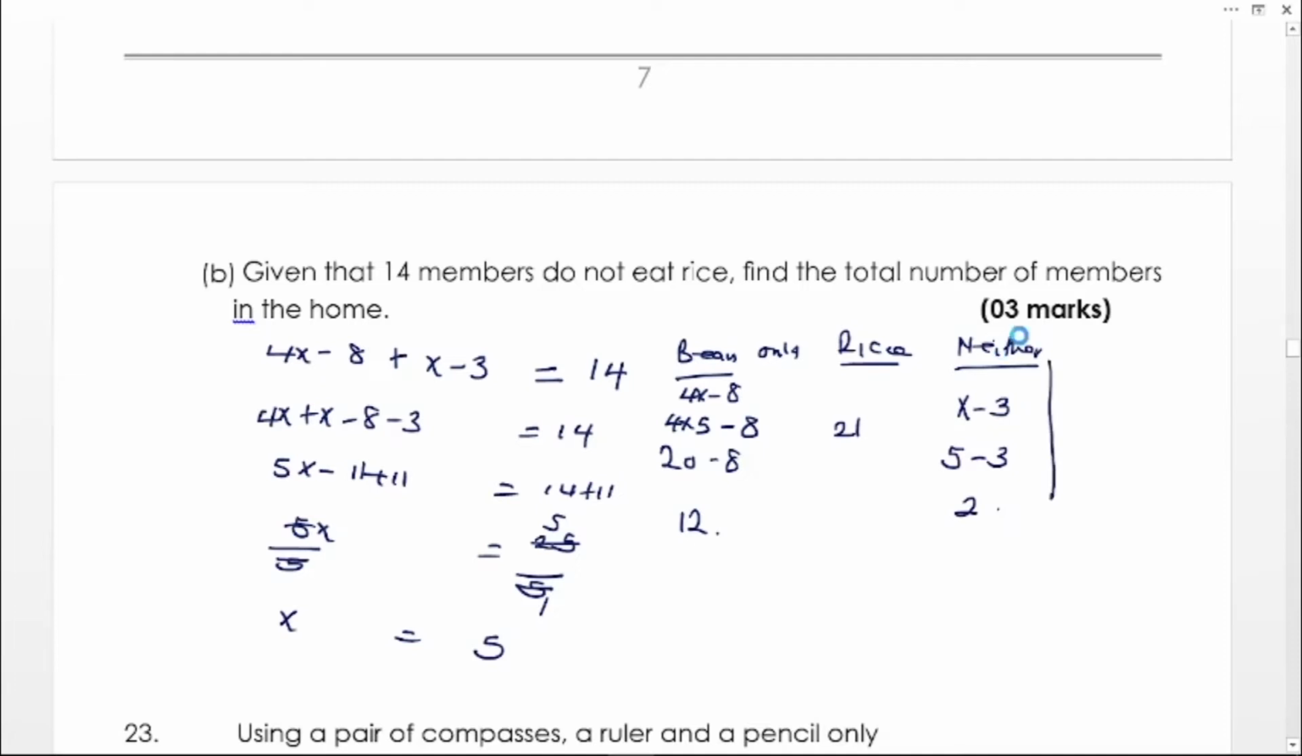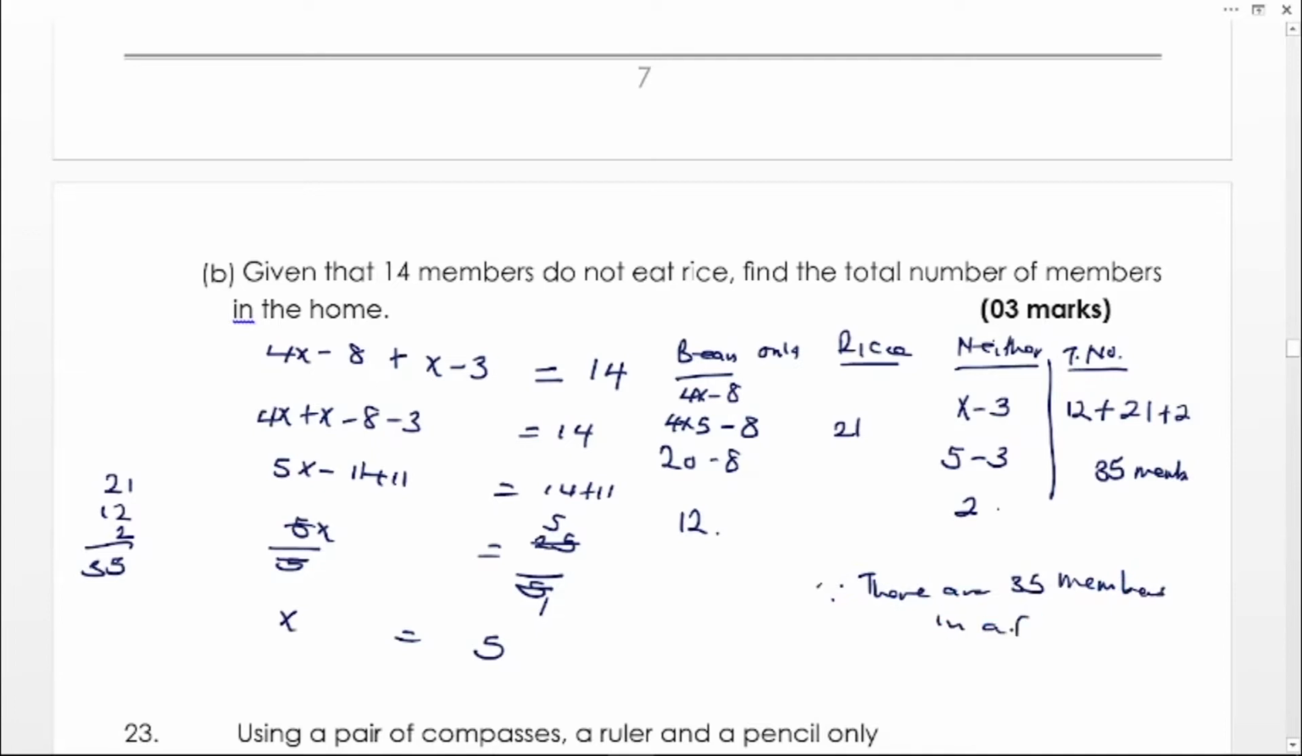Now the total number of family members is 12 plus 21 plus 2. So in our side work somewhere here, we are having 21, we have 12 and a 2. So this is 4 and a 5, and this is a 3. So it's giving us 35 members. Therefore, dear examiner sir, there are 35 members in the family, or in that home.